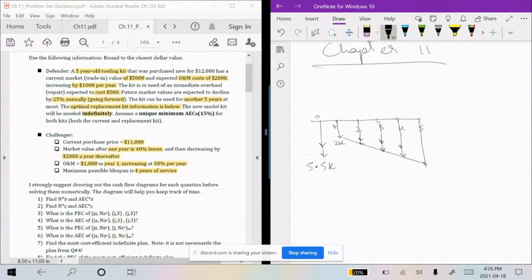All right. So the salvage value now. They said that the salvage value is decreasing by 25%. So in the first year, 75% is what is going to be remaining, right? 75% of 5,000. So you do 5,000 and 0.75.